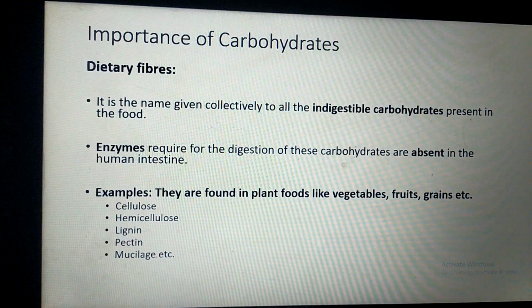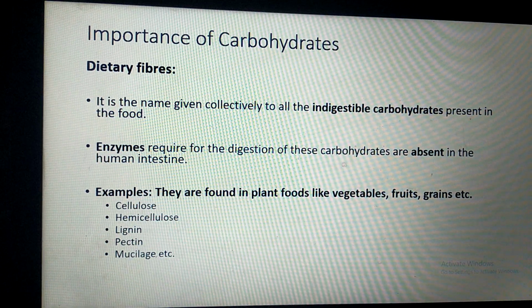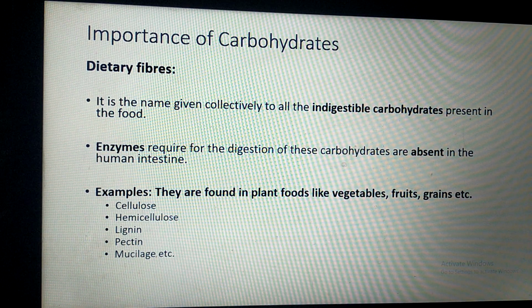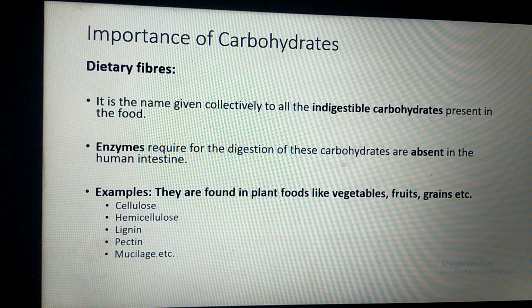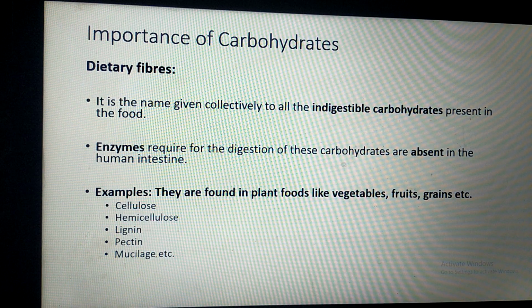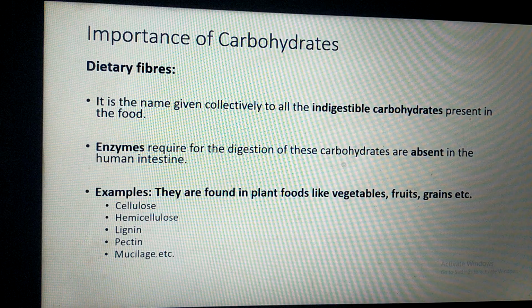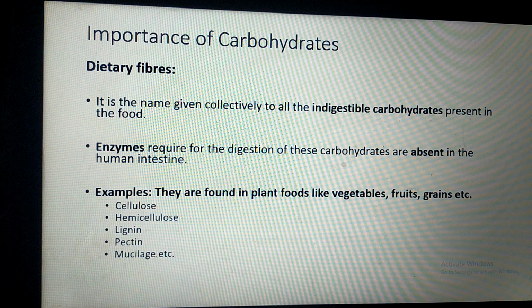Now coming to the dietary fibers, it is the name given collectively to all indigestible carbohydrates present in the food. Enzymes required for the digestion of these carbohydrates are absent in the human intestine. Examples of dietary fibers are foods like vegetables, fruits, grains, etc. They are found in these foods. Now actual dietary fibers are cellulose, hemicellulose, lignin, pectin, mucilages, etc.